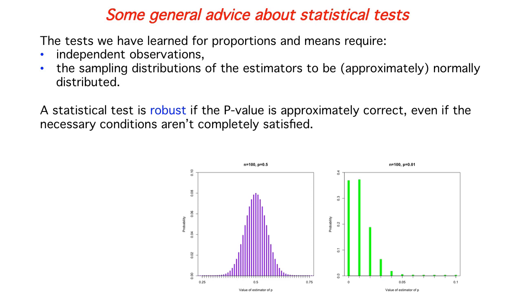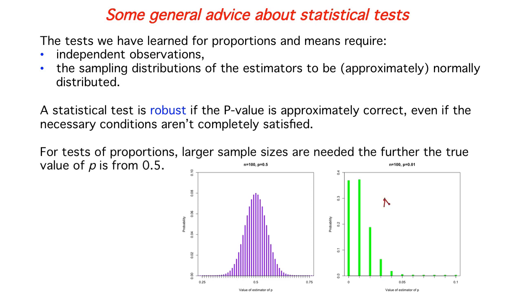Here's, for example, what it would look like for p equal 0.01. In these more extreme cases, we need larger sample sizes for the central limit theorem to hold. Otherwise, we need to use a different probability distribution for the analysis, and the testing procedure that we have that relies on the central limit theorem won't work well. That is, the p-value won't be correct.